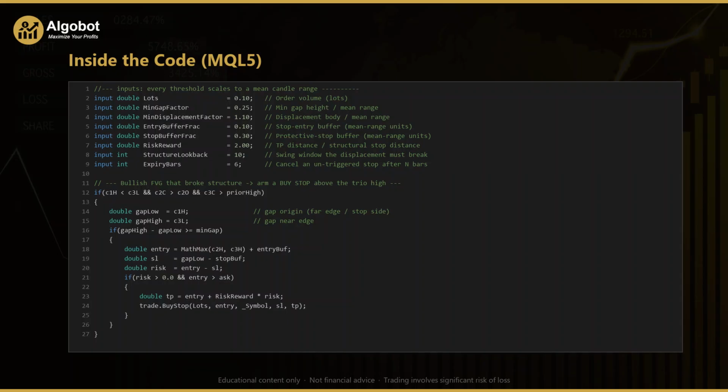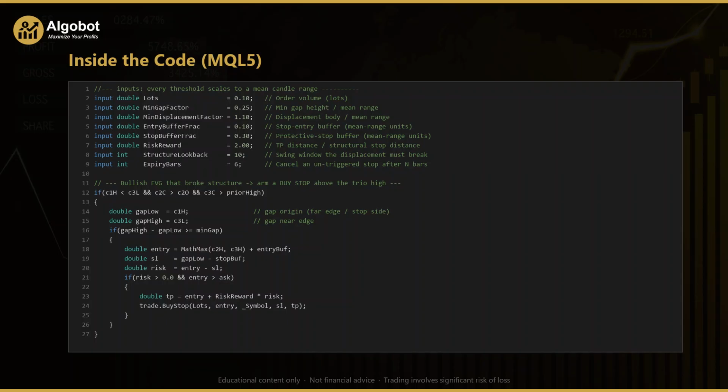The minimum displacement factor controls how large the middle candle's body must be. A higher value insists on a stronger thrust. The entry buffer fraction nudges the stop order slightly beyond the trio extreme so it doesn't sit on the exact tick, while the stop buffer fraction does the same for the protective stop beyond the gap origin. RiskReward sets the take-profit distance as a multiple of the stop distance.